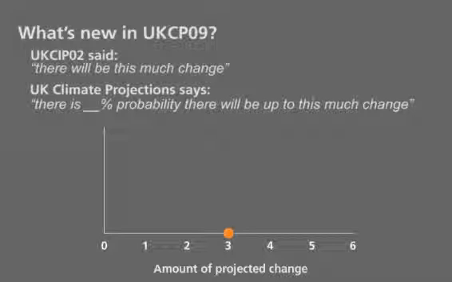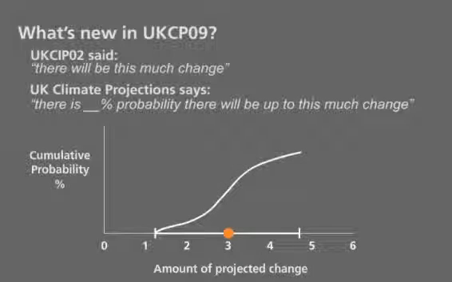But the UK climate projections say that there will be a range of change. And not only does it say that there will be a range of change, it ascribes a probability to that range as well. The range is where the power of UK CP09 comes from. Because if we have an adaptation that works with the range, it's more likely to be a successful adaptation over time.